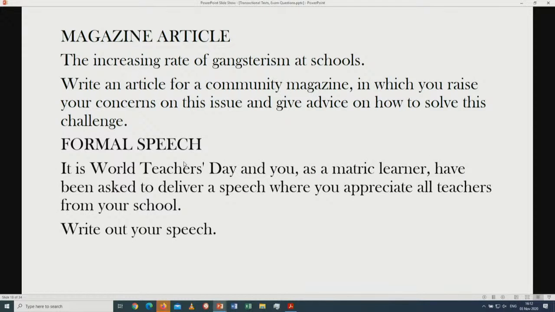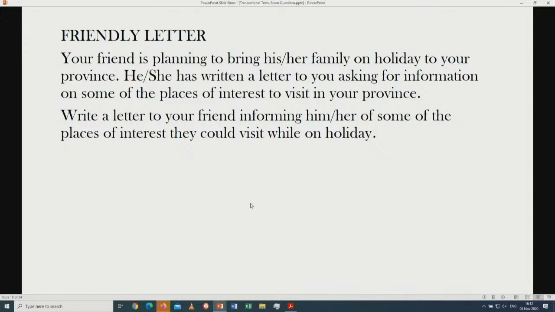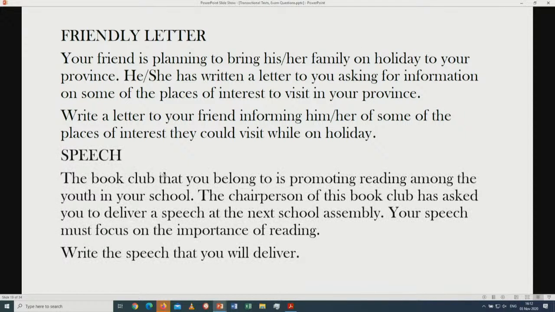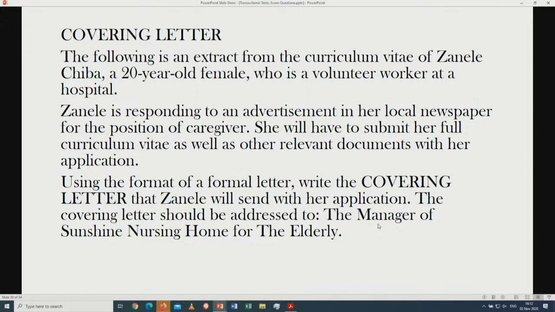Okay, formal speech. All right, we'll skip over that for now. We'll skip that. Oh, speech to a book club. This one's interesting. Speech focusing on the importance of reading. Here we go. Covering letter.